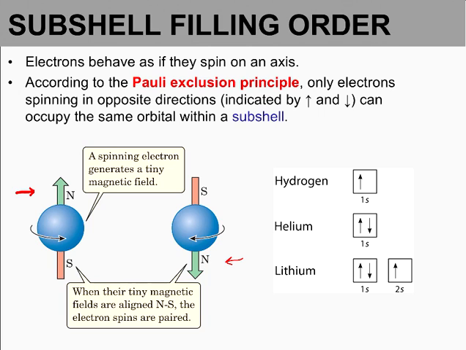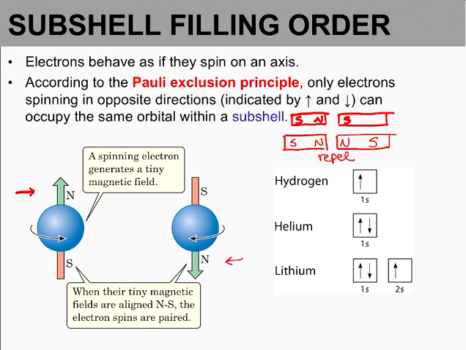Now, in order to exist in the same atomic orbital, electrons have to have opposite spin or else they're going to repel each other. And this is true of magnets too. If you've ever tried to put the north end of one magnet facing the north end of another magnet, they're going to repel. But if you put the north end of one magnet pointing towards the south end of another magnet, then they attract.